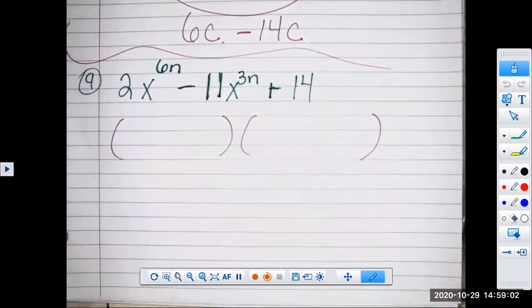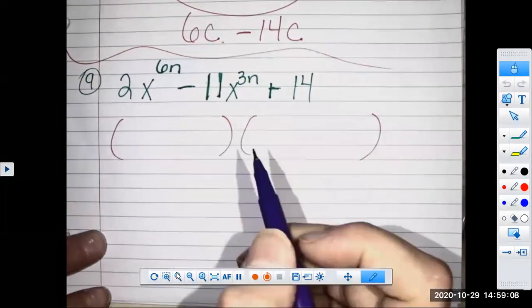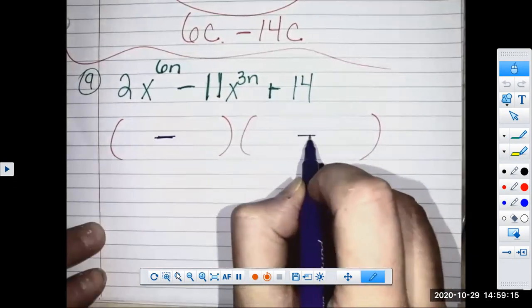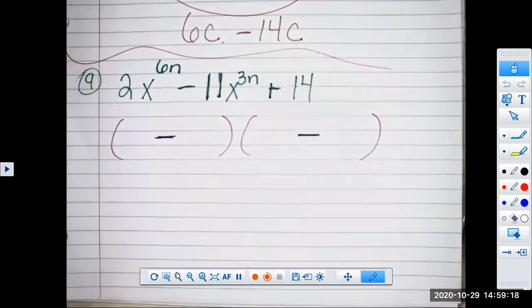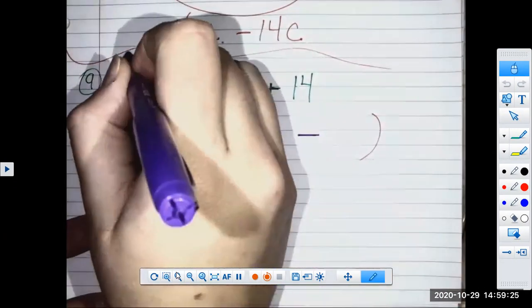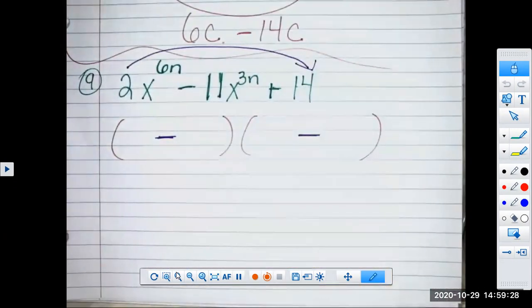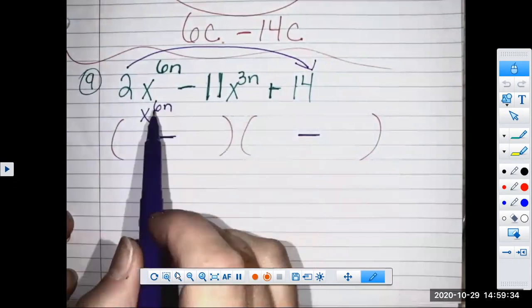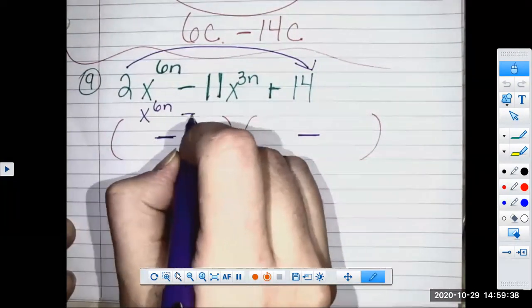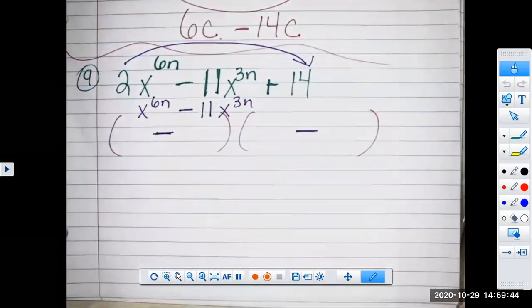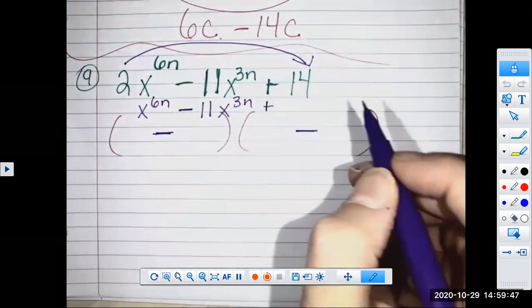You have a plus sign at the end, so both of them are going to be what? If you have a plus sign at the end, both of your signs come from that middle sign. Oh, we didn't do something first. Okay, I have a leading number, so I'm going to multiply it to 14. So sorry, should have done that before I wrote those giant parentheses. So this will leave you with x to the 6n minus 11x to the 3n plus what? 28.